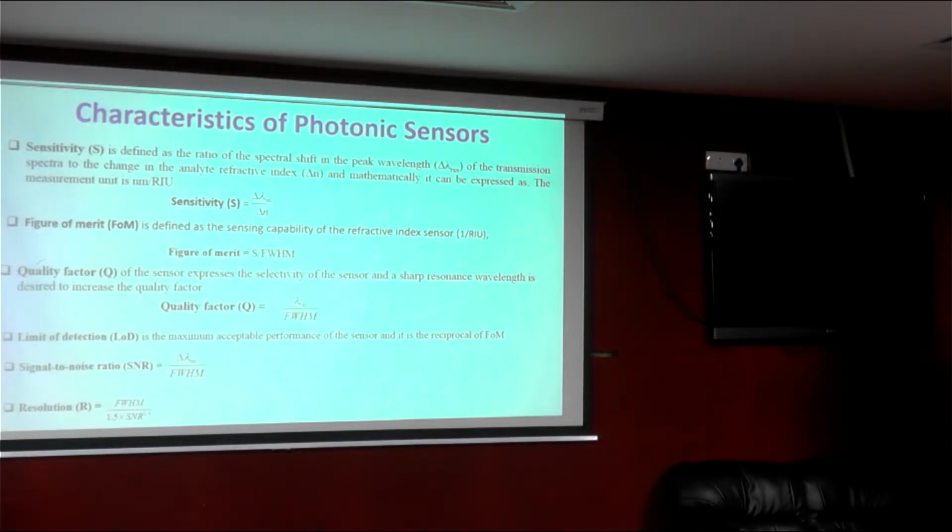We need low LOD. And the signal to noise ratio is the change in wavelength divided by FWHM. This should also be high, because the signal part should remain high compared to the noise part. And resolution, by this formula, should be as low as possible for any kind of sensor. These are all characteristics of a good sensor.